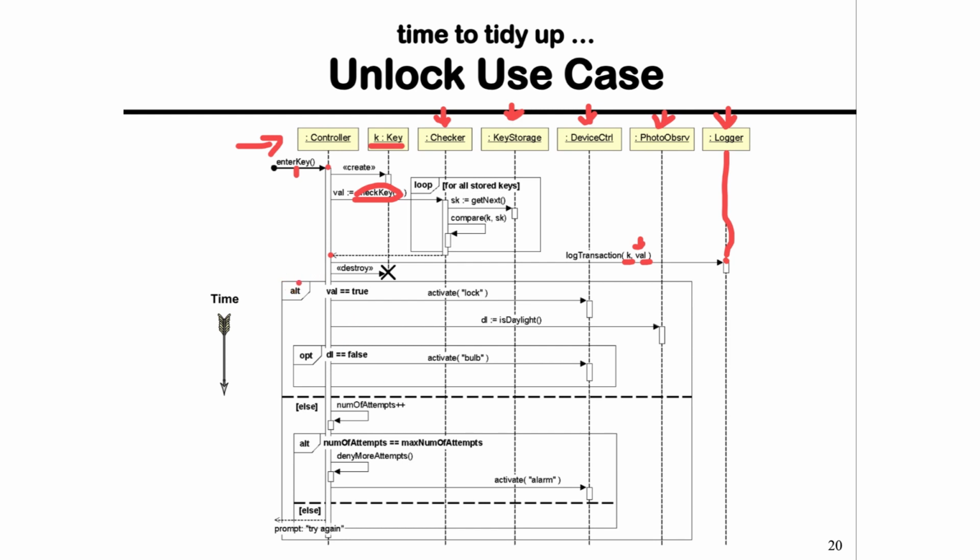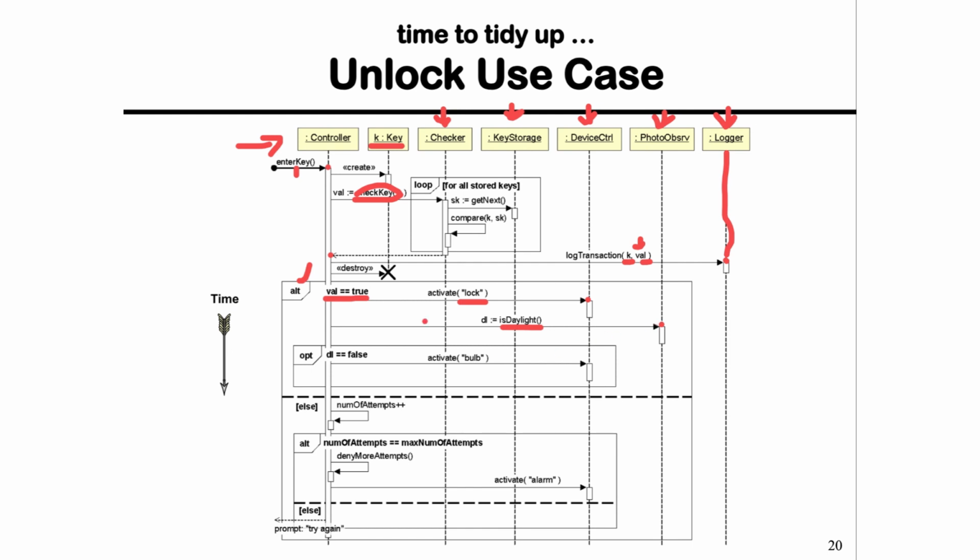So alternatives are also specified like this. In the first alternative, for instance, if validation is true, that means if the key is correct, then the controller will activate lock. Okay, so it will be activated. The activate lock function is here in the device control. Then it will be activated. This is in the first scenario. Then also the controller triggers is daylight function, which is a function of photo observer. So we perceived photo observer as an object that takes inputs from the camera, but it's I guess a different kind of sensor, which is a light sensor rather than a camera.